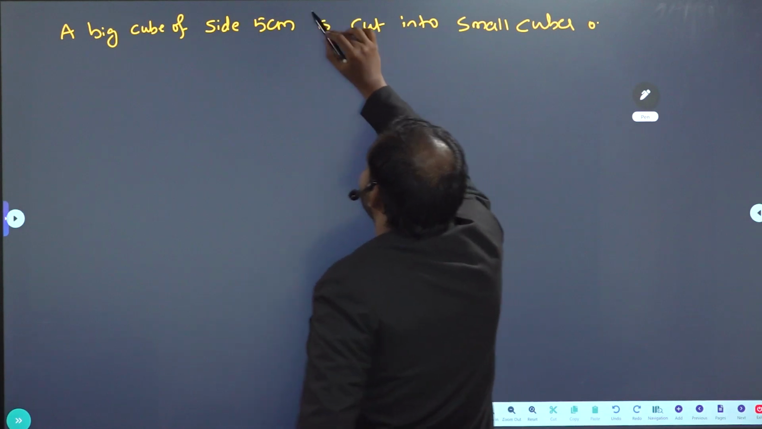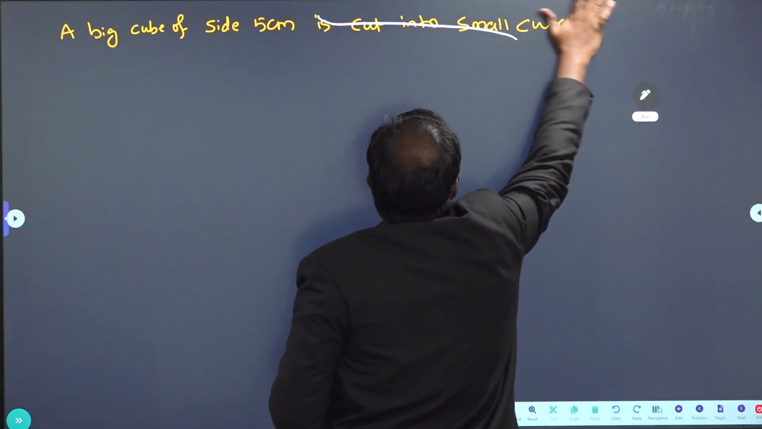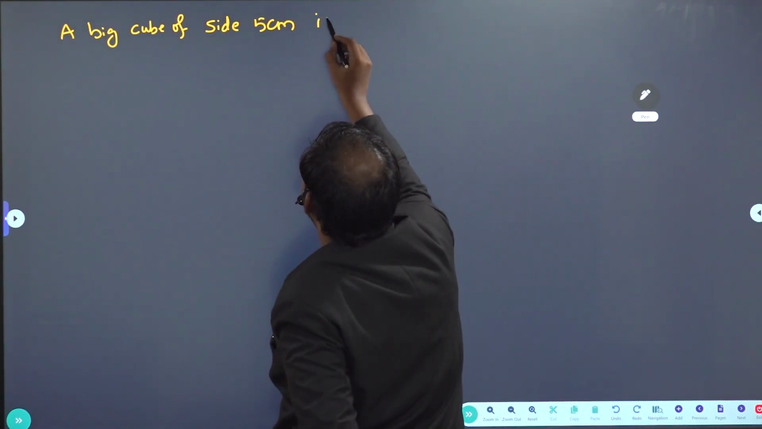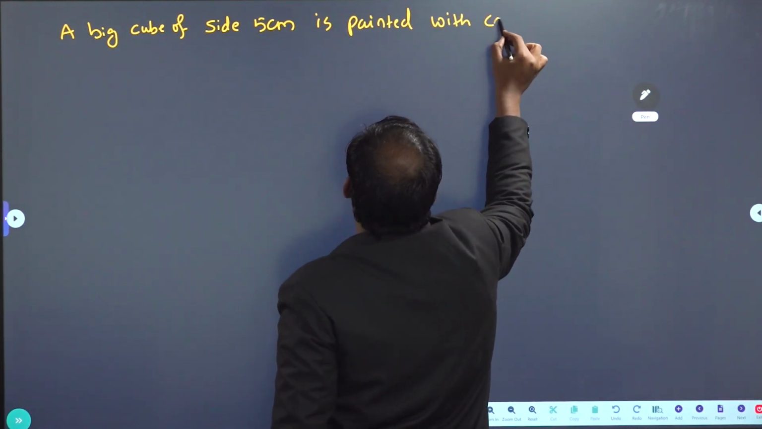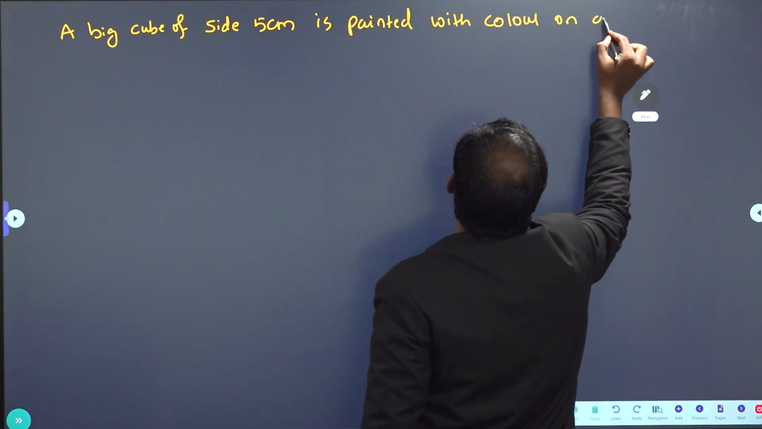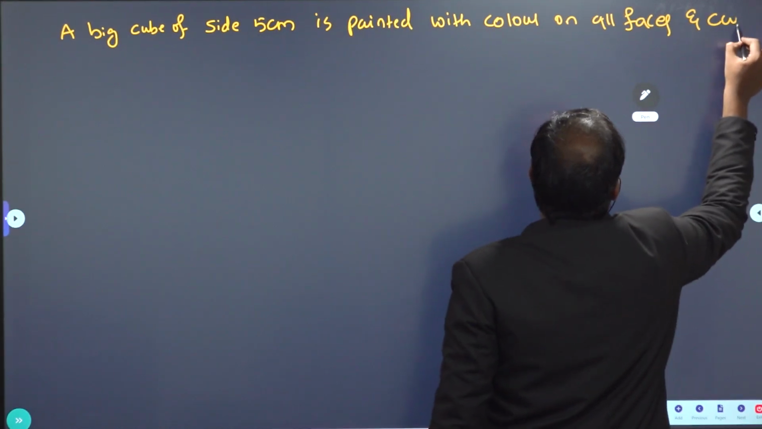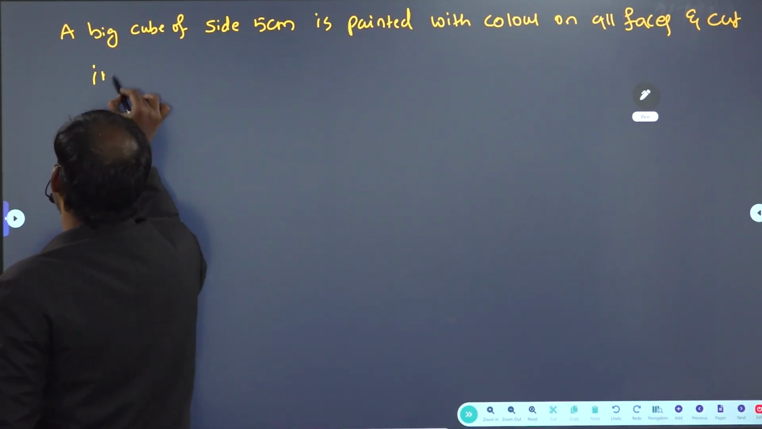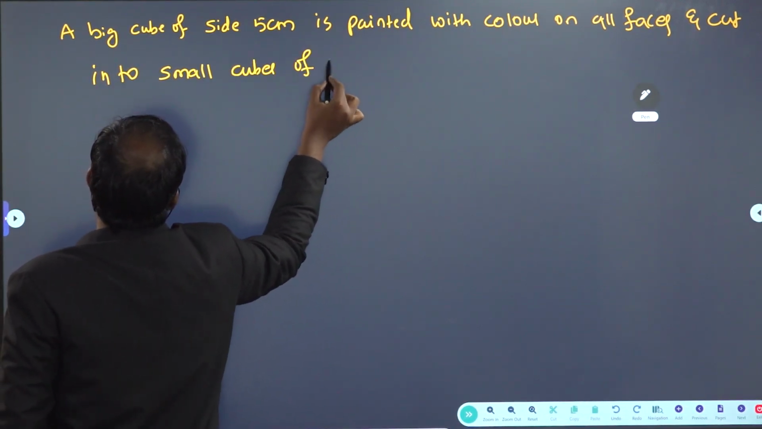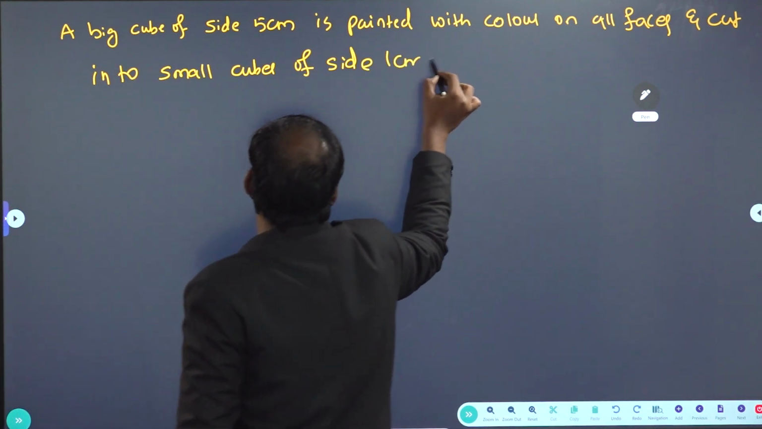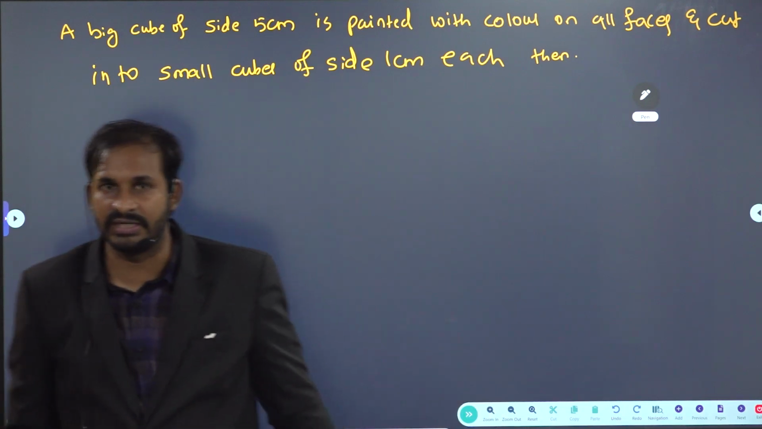Okay, before cutting it, it is painted. A cube of 5 centimeters is painted with color on all faces and cut into small cubes of side 1 centimeter each. Then the question is, first one is, how many cubes will get paint on 3 faces?